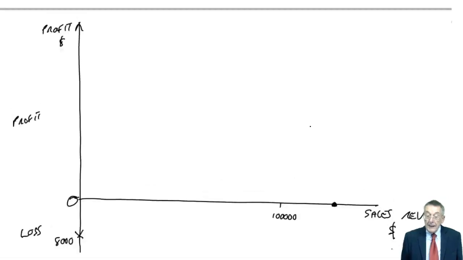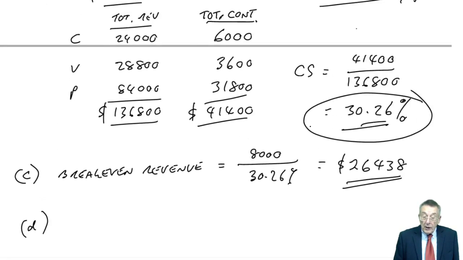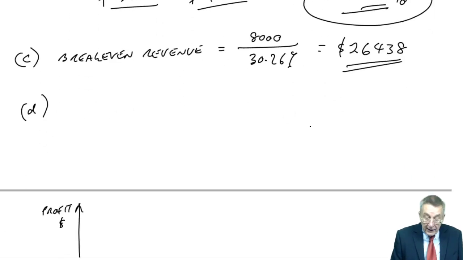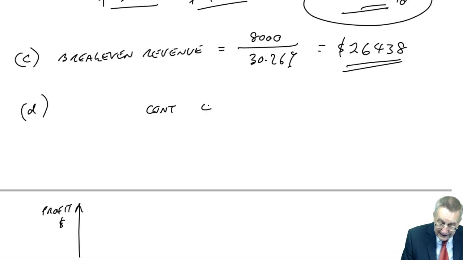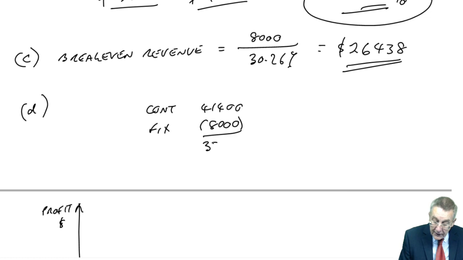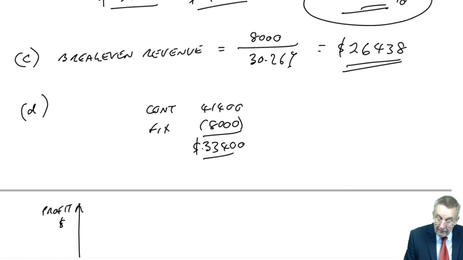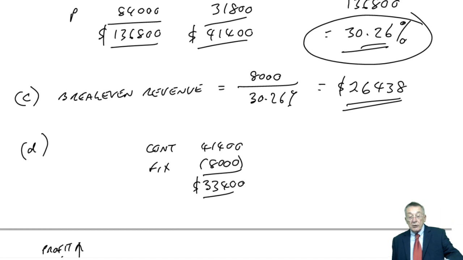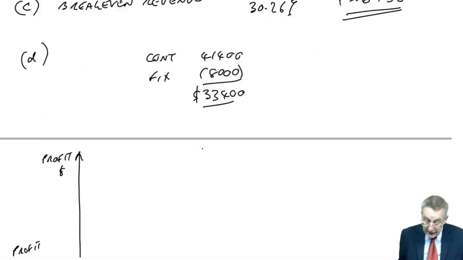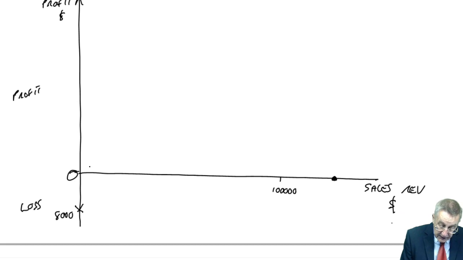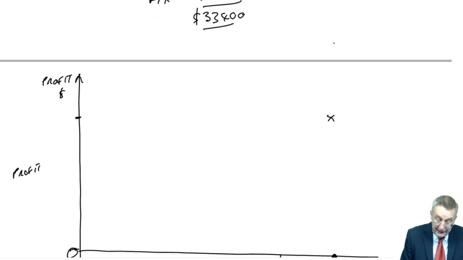How much will the profit be? Well, the contribution, remember, was 41,400. So given there are fixed costs of 8,000, the profit for that revenue would be 33,400. So if the revenue is 136,800, the profit is 33,400. So that's going to be 10, 20, 30, perhaps somewhere up here. What was it, 33,400?